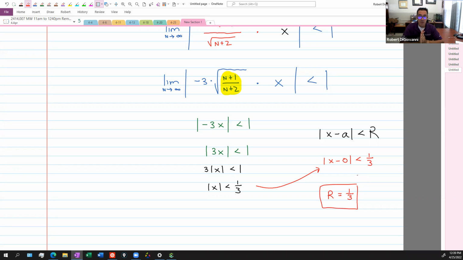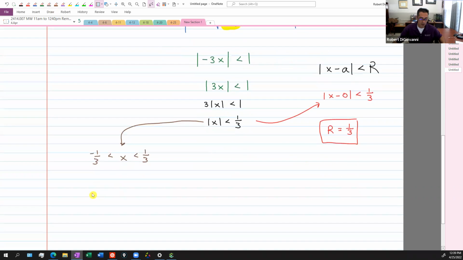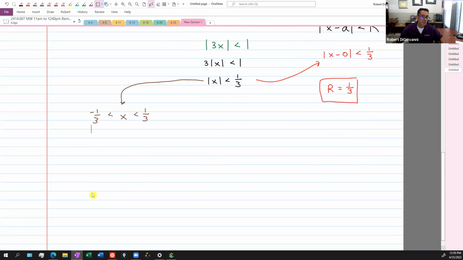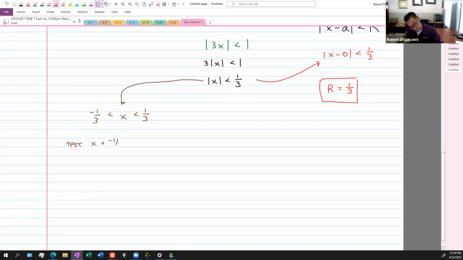The next thing to do is to find the interval. So this is where I would convert this by dropping the absolute value. Drop the absolute value, put less than 1/3 and then greater than -1/3. And now what do you think I'm going to have to do? Test both values. So I'm going to test x equals -1/3, and I'm going to test x equals 1/3.